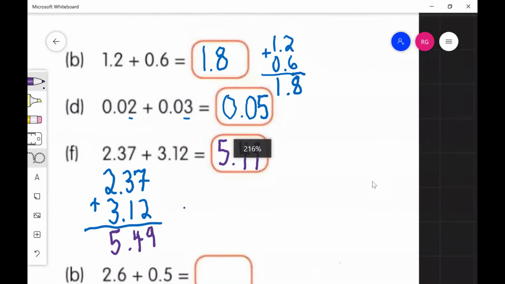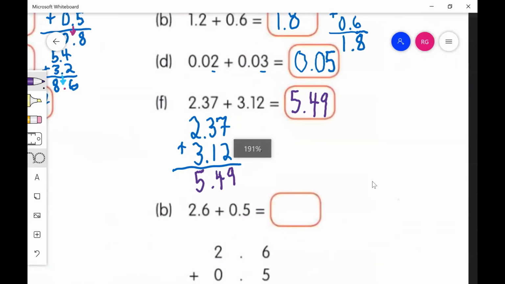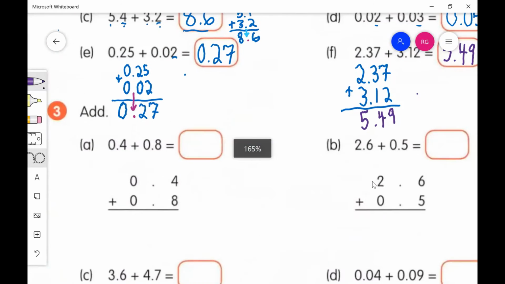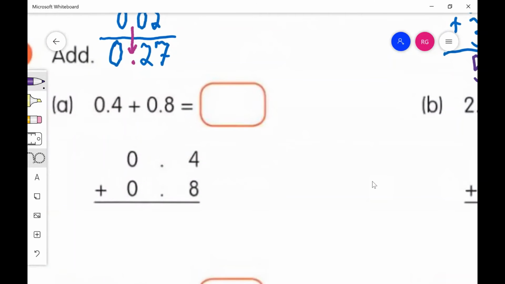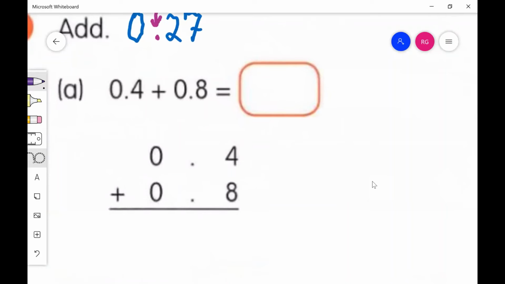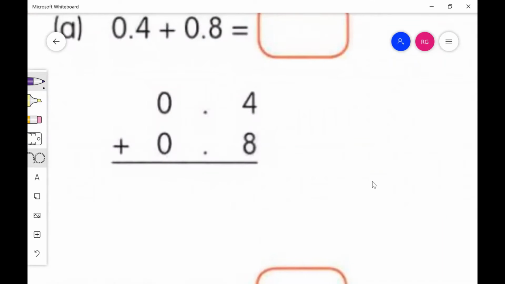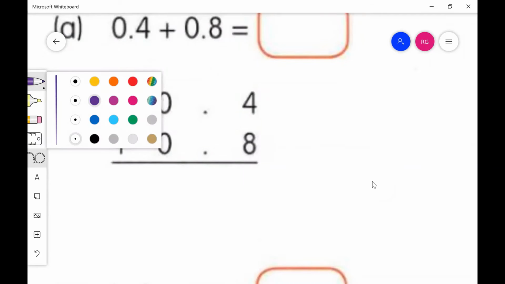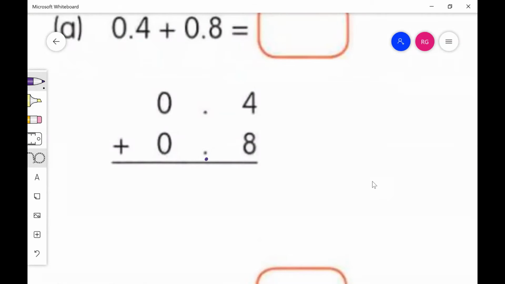That's better. Okay, next we're going on to the bottom here. It says add. Okay, that's great. Look at that, they've written it out for us. That's going to make it so simple, or our job so simple. All we need to do is do what to this decimal? What should we do? So 4 plus 8. Yeah, but what should we do with this decimal? Where should we put it?